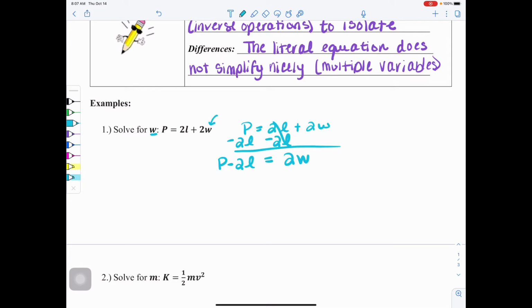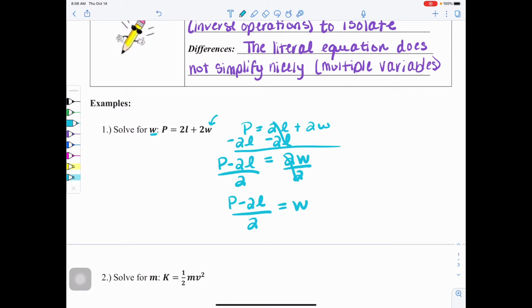Now, I don't want 2W. They want me to solve for W. That means 1W by itself. So right now, W is being multiplied by 2. We want to use the inverse operation, which is division, and we are going to divide by that coefficient that we do not want to be there anymore. Whatever I do to one side, I have to do to the other. So I'm going to cross out these 2's, and I end up with P minus 2L over 2 equals W.